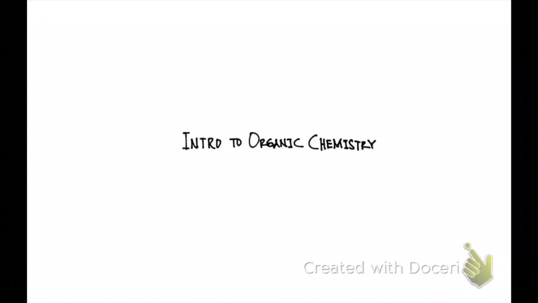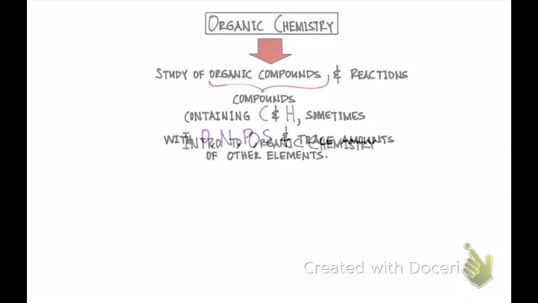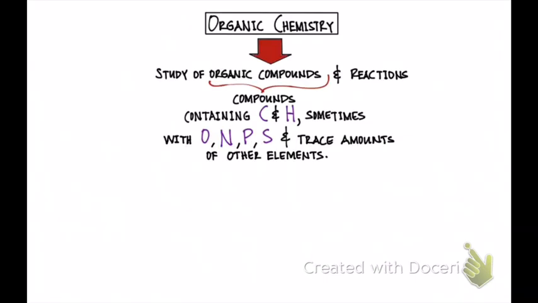So this is the last and final part of chapter 3, which is Introduction to Organic Chemistry. Organic chemistry is a branch of chemistry that deals with the study of organic compounds and their chemical reactions. These organic compounds basically contain the main two elements, which are carbon and hydrogen, but they can also contain other elements like oxygen, nitrogen, phosphorus, sulfur, and small amounts of other elements.